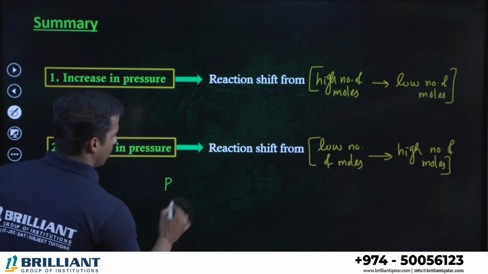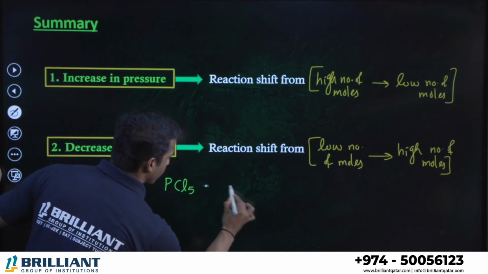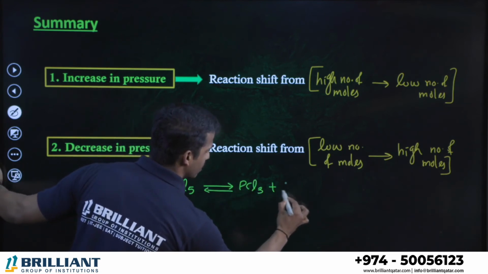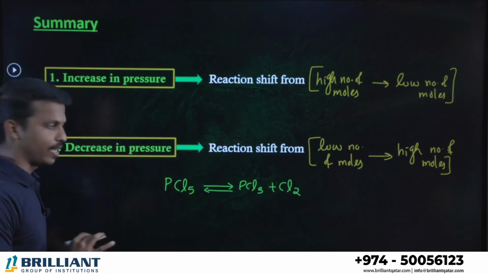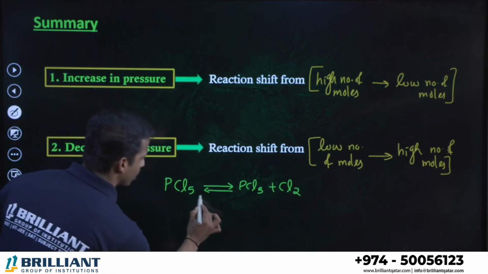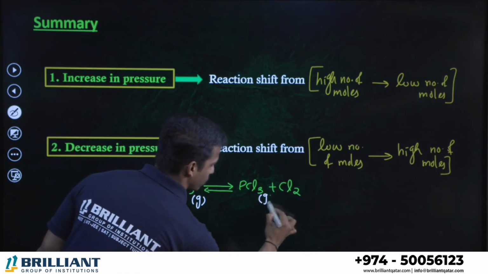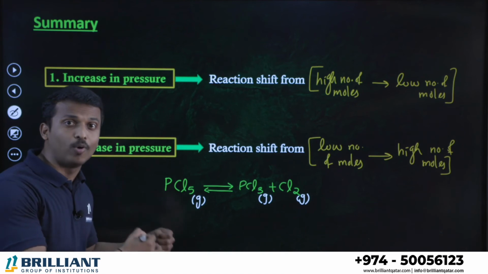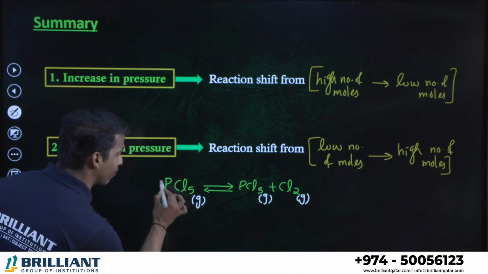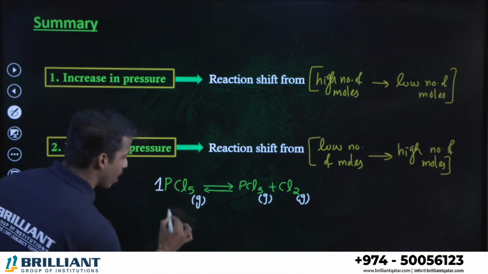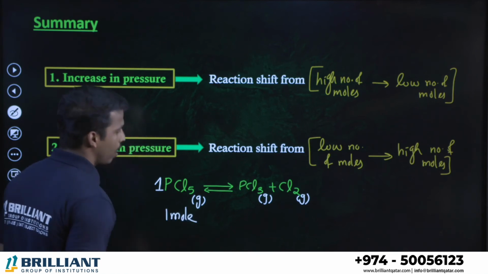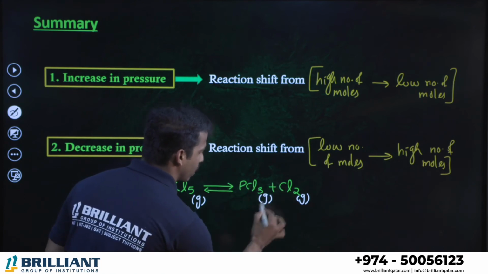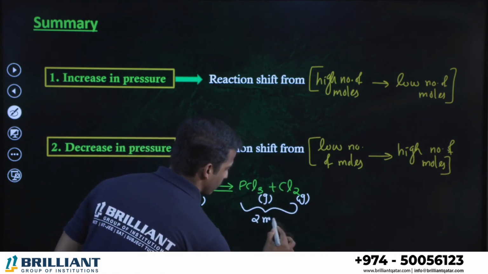Let me give you one more example for understanding the concept clearly. For example, PCl5 splits, giving you PCl3 and Cl2. Suppose this is the reaction. I'm giving you all the reactants are gases. Immediately you calculate the number of moles left and right side. How many moles are there left side? Only see the coefficient, that's it. Just 1 mole. How many moles of products are there? 1 PCl3, 1 Cl2. Total there are 2 moles.